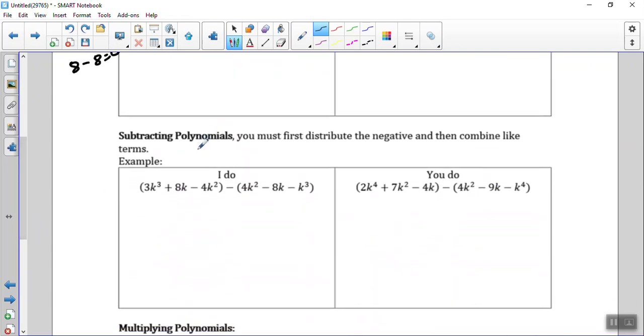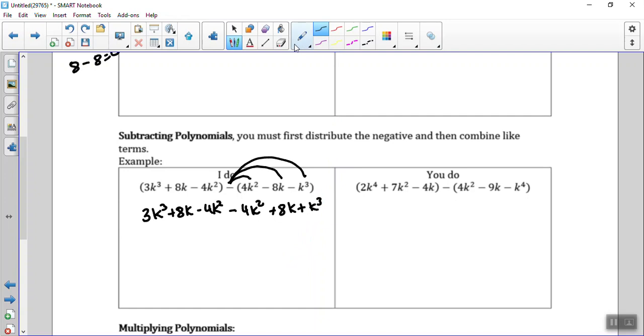Alright, when you're subtracting polynomials, it's basically the same thing as adding, except you have one extra step, which is to distribute this negative to the second polynomial. And what that does is it changes the sign of the second polynomial. So I'm going to bring this down: 3k cubed plus 8k minus 4k squared. And then we're going to just change the sign in the second polynomial. So this is positive, it turns negative, positive 8k, and then positive k cubed.